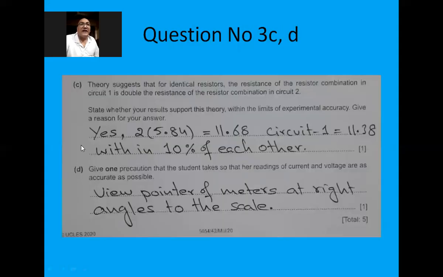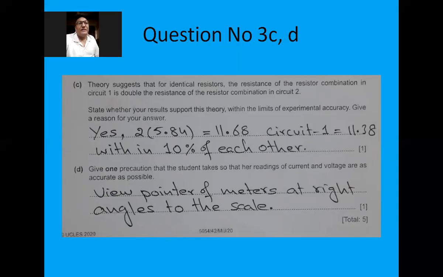Let me show you my answer. Yes, if you multiply 2 with 5.84, which is the resistance of circuit number 2, that will be 11.68, and the resistance of circuit number 1 is 11.38. So double the resistance of circuit number 2 is approximately equal to the resistance of circuit number 1. So this is within 10% up and down. So our answer is yes.